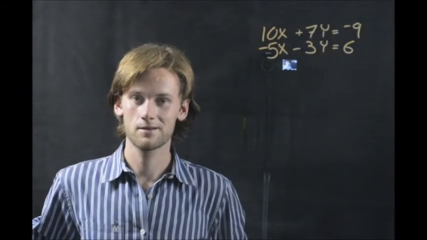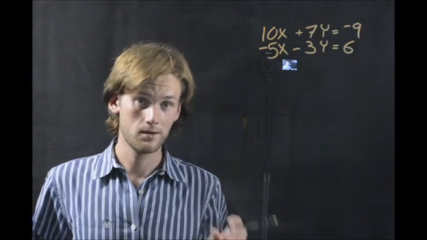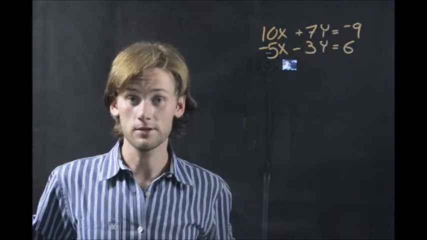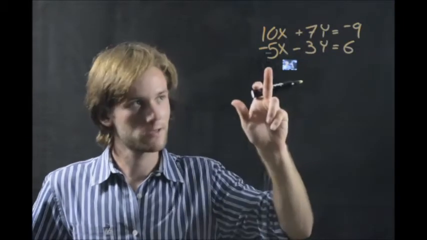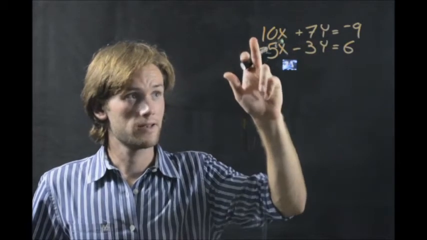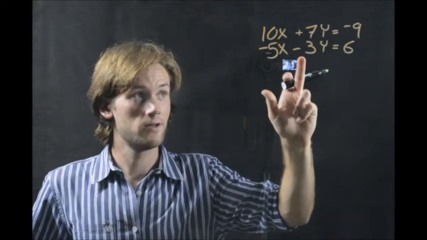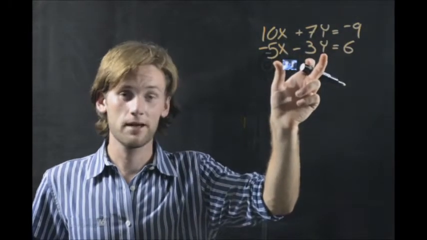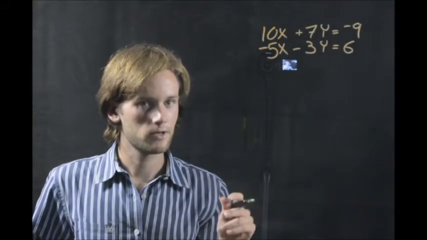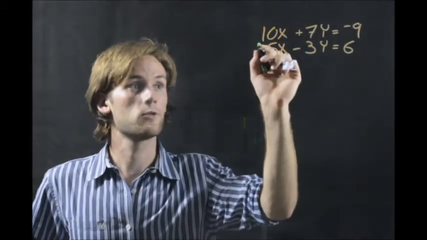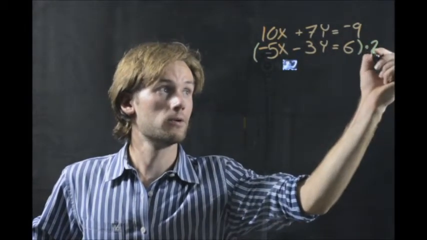All right, now let's take a look at the elimination method. The goal of the elimination method is to add together your two equations in order to eliminate one of the variables. Now let's take a look at these two equations. We have a 10 and a negative 5 by our x, a 7 and a negative 3 by our y's. These are our two variables. If we add these together, neither one's going to get eliminated. So I'm going to do a little bit of manipulation first. I'm going to multiply the bottom equation times 2.